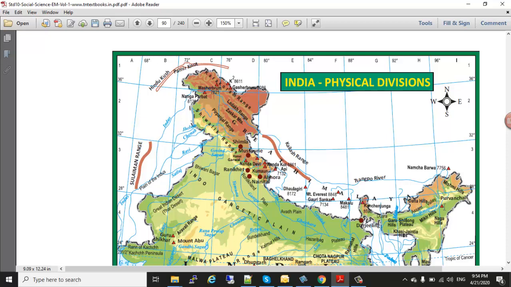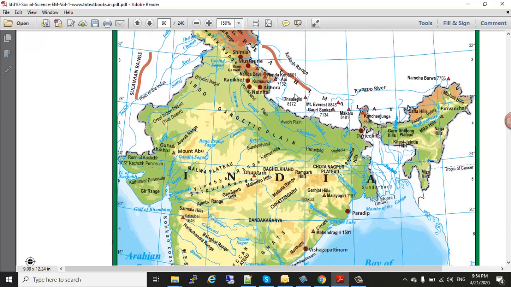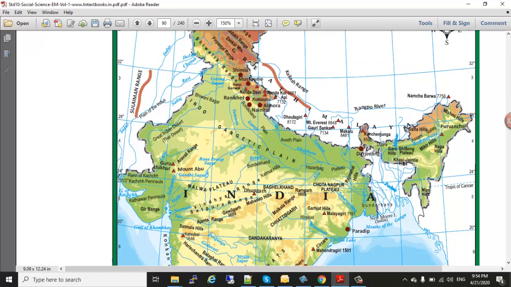And what else? Purvachal, here towards the east you can see the Purvachal. So these are the more important ranges and peaks of the Himalayas. Apart from that, you can see some very important peak, Nanda Devi. You can see here in Himachal Pradesh, Shimla, Mussoorie. These are the very important mountain peaks as well as mountain ranges.